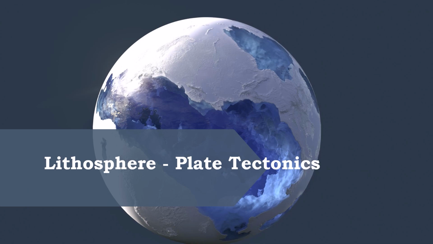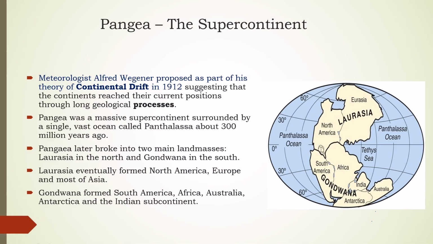Lithosphere plate tectonics. Meteorologist Alfred Wegener proposed his theory of continental drift in 1912, suggesting that the continents reached their current position through long geological processes. Pangaea was a massive supercontinent surrounded by a single vast ocean called Panthalassa.